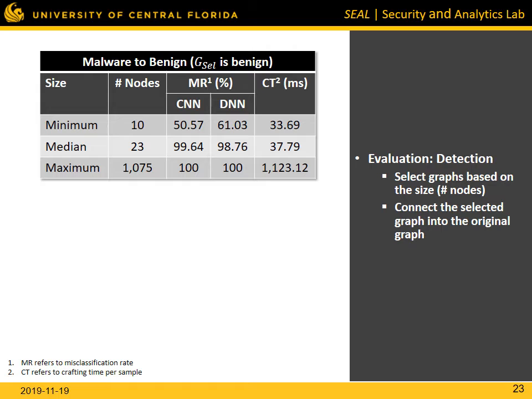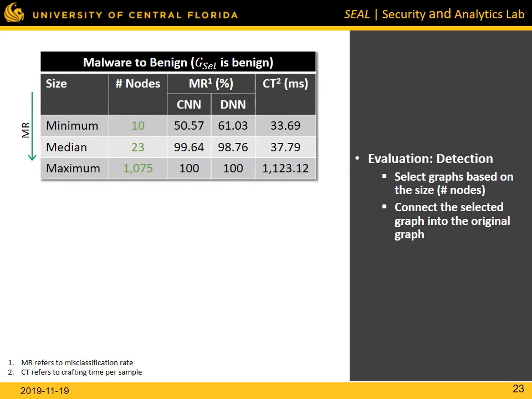To evaluate GIA, we vary the selected samples by the number of nodes, referred to as the size of the graph. This table shows the malware to benign misclassification rate and the crafting time of the adversarial examples. We vary the size of the benign selected samples from 10 to about 1,000. The misclassification rate, as we can see here, increases with the increase of the selected sample size, which is expected. The reason is that the feature extraction process is highly affected by the embedded graph.